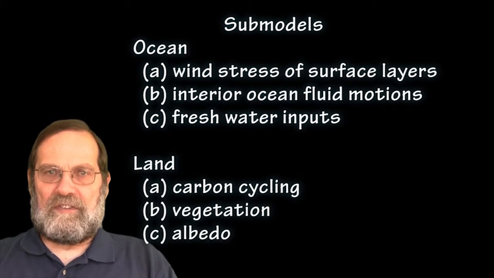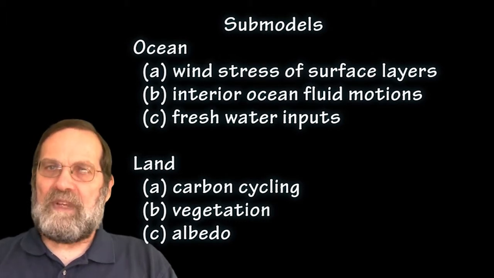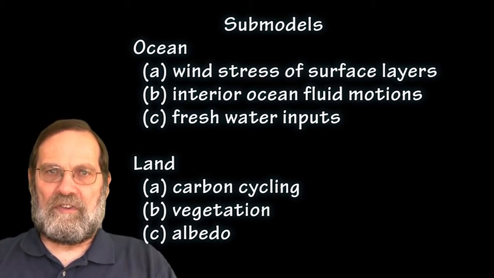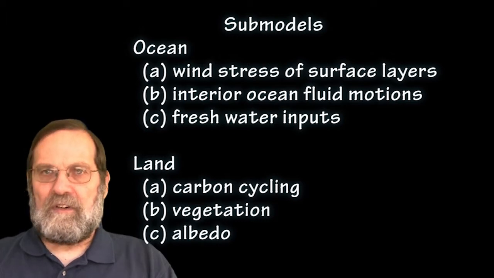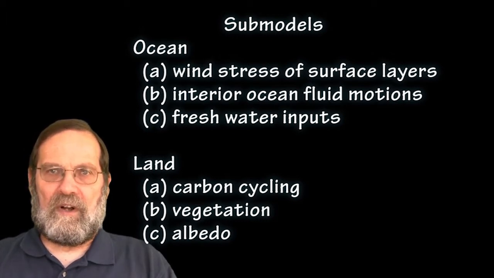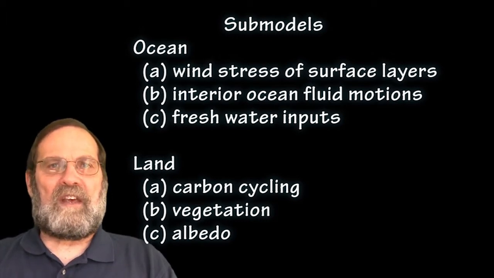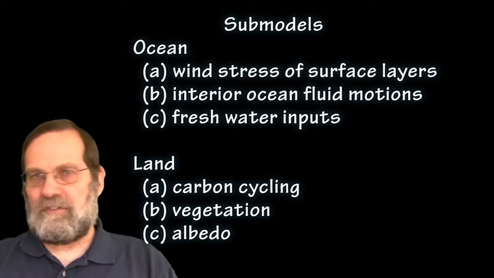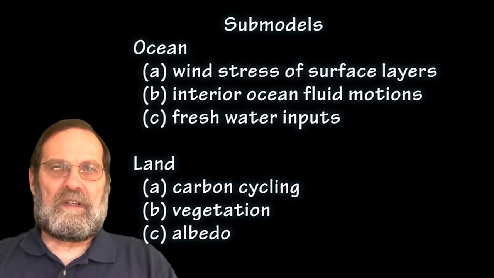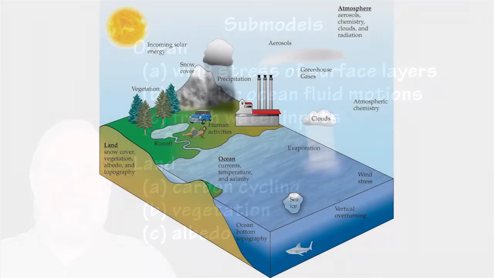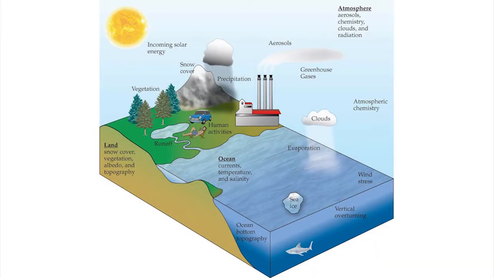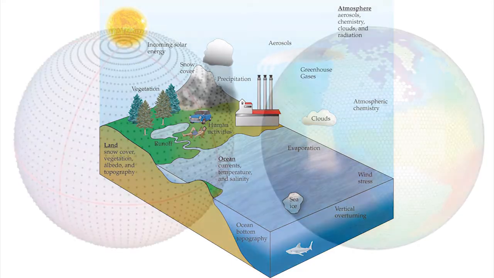An ocean model has submodels for A. Wind stress of surface mixing layers, B. Interior ocean fluid motions, and sometimes C. Freshwater inputs such as river runoff. A land model may have submodels for carbon cycling, vegetation, and albedo. Each submodel may again be divided into sub-submodels, and so on until all the processes which are being simulated become sufficiently diminished in complexity to be tractable.